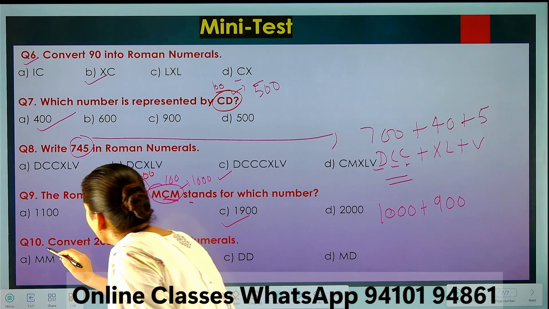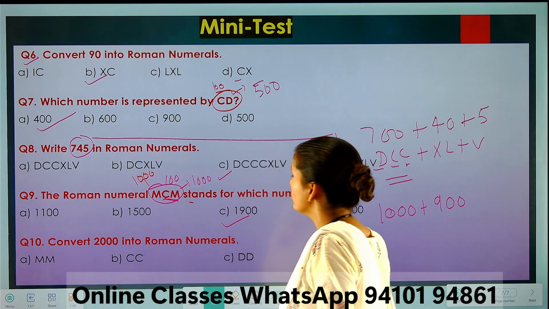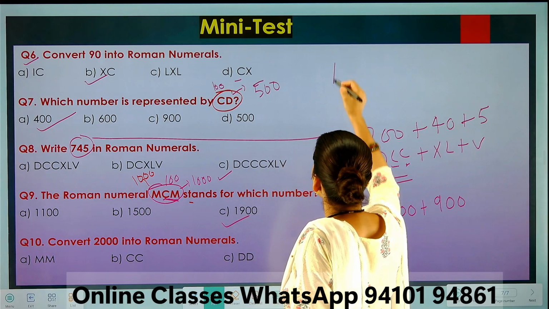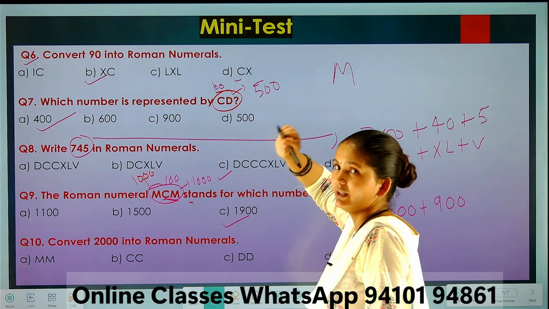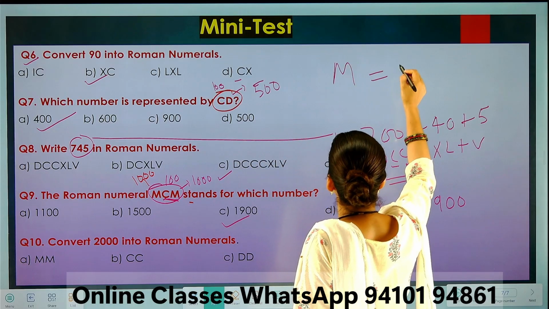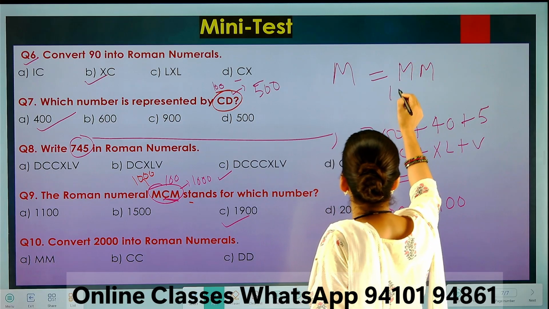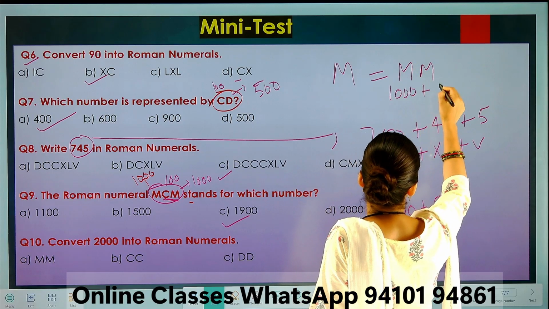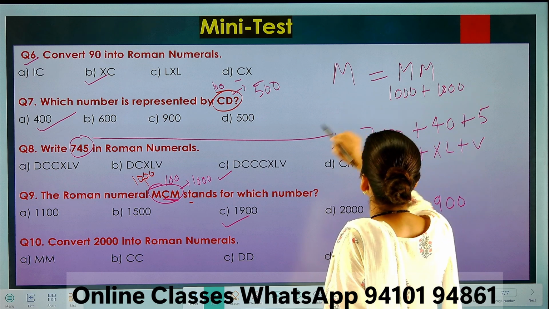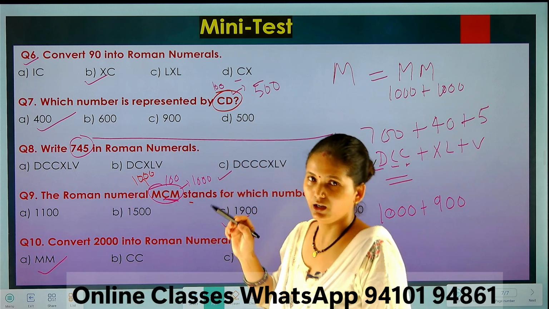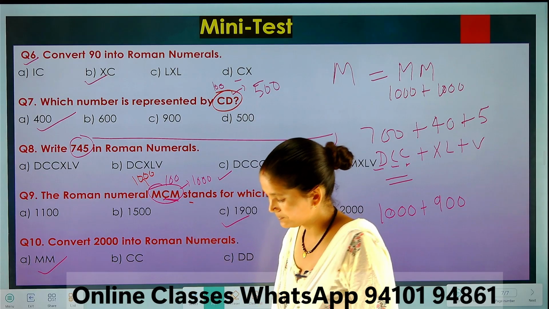Next one, convert 2000 into Roman numerals. Very easy. M allows the repetition rule. So when we write double M, 1000 plus 1000 is equal to 2000. So where is double M? This is A, the correct option.